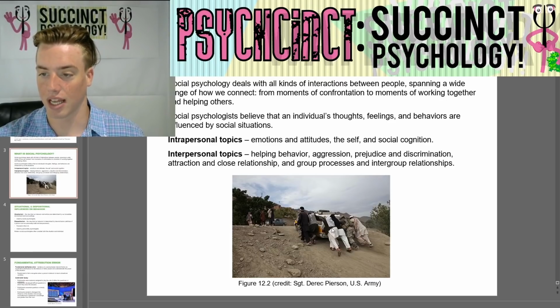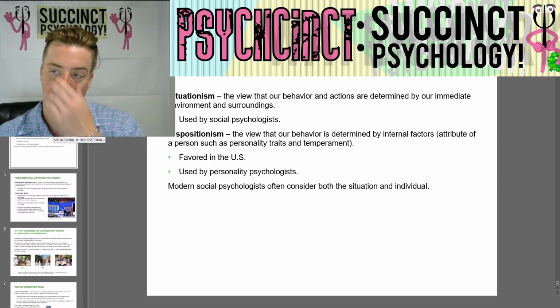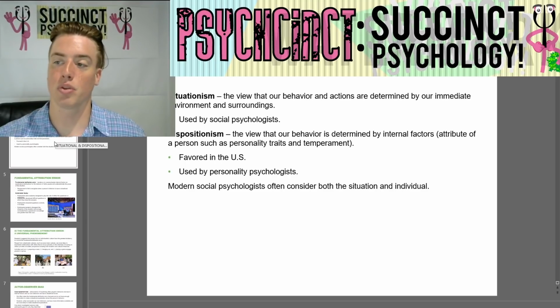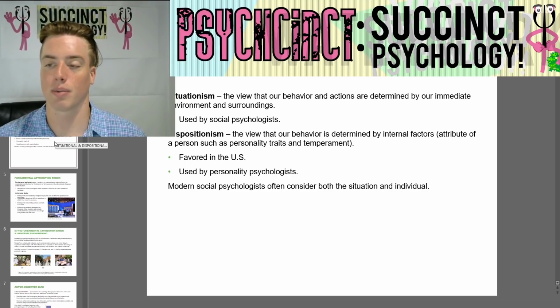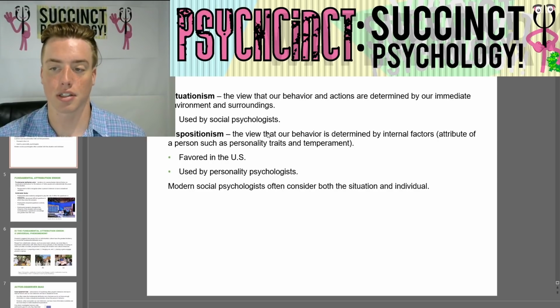So right here, this would be an interpersonal topic, because you can see all these people are helping get this car up the hill. Now, situational and dispositional influences on behavior. Situationism is the view that our behavior and actions are determined by our immediate environment and surroundings. It is used by social psychologists. Then we have dispositionism, the view that our behavior is determined by internal factors, an attribute of a person such as personality traits and temperament.